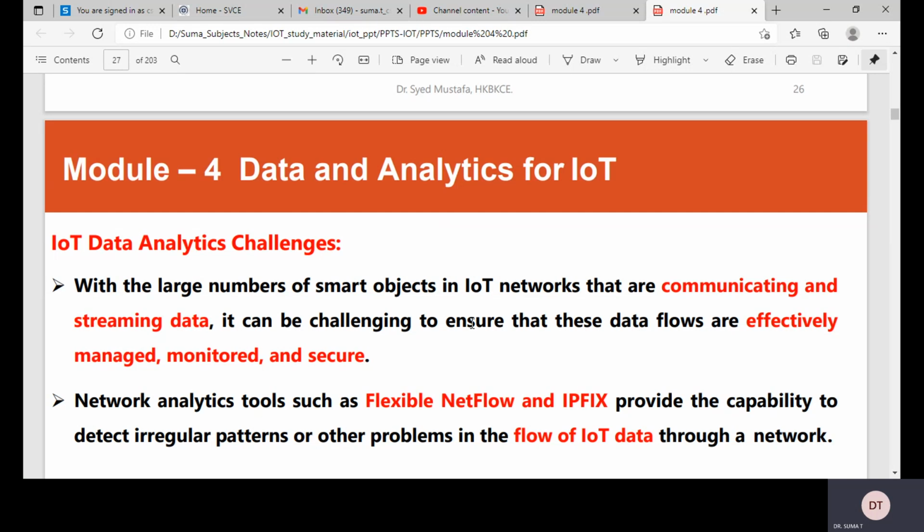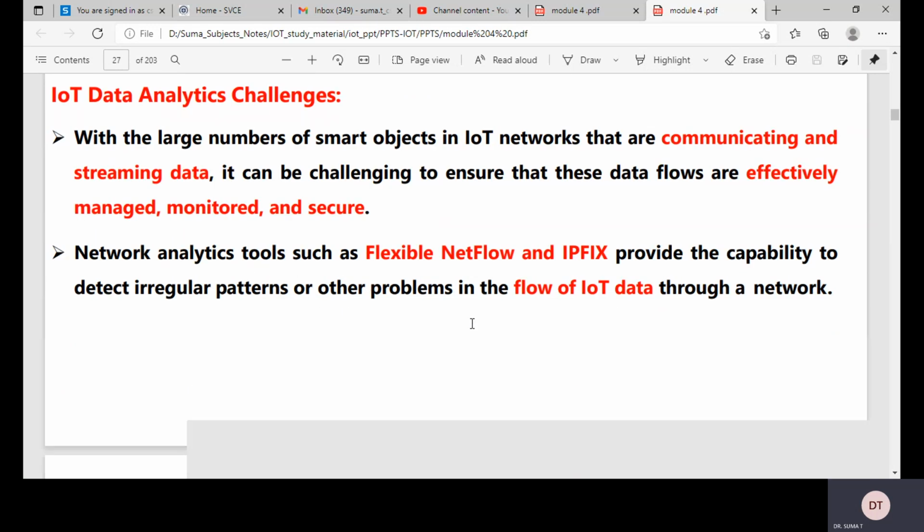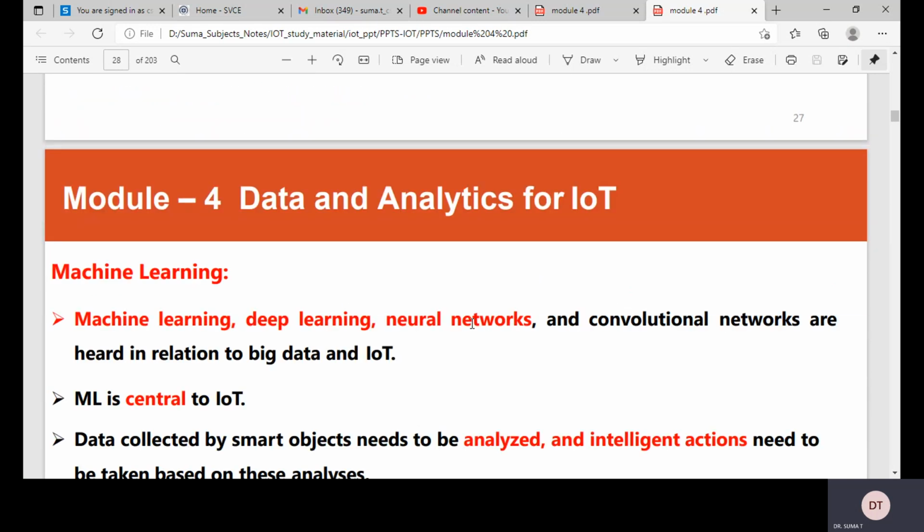Network analytics tools such as NetFlow and IPFIX provide the capability to detect regular patterns, that is, what we can call structured data, or other problems in the IoT data through a network. Network analytics, including both Flexible NetFlow and IPFIX, is going to be discussed in detail in the next sections.